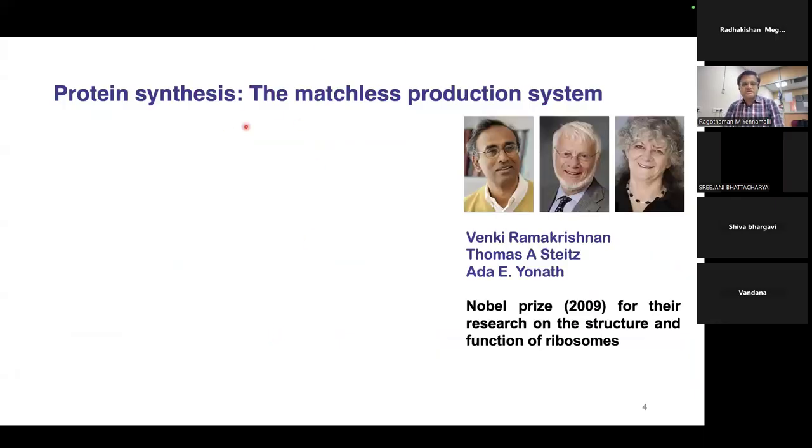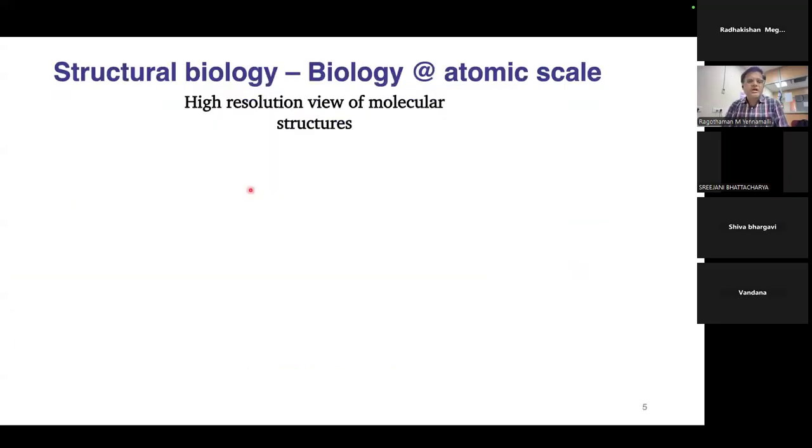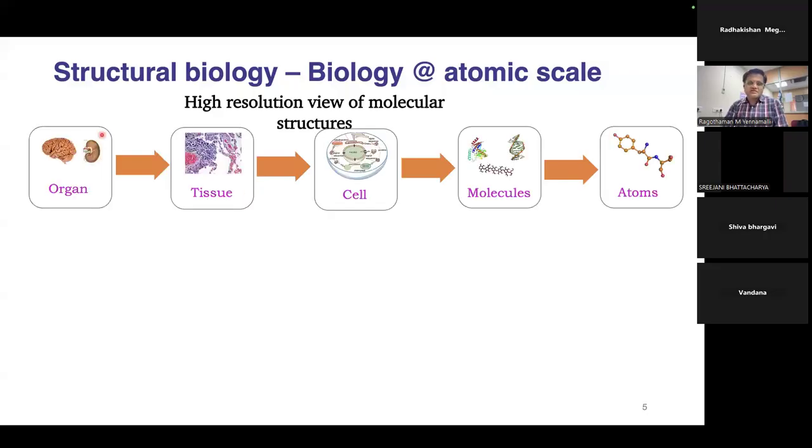Protein synthesis is done by a machine called the ribosome, and this machinery of protein synthesis is what got the Nobel Prize in 2009 for Venki Ramakrishnan, Thomas Steitz, and Ada Yonath, for the ribosome structure and deciphering the mechanism behind it. When we are looking at biology, we are looking at multiple scales: in terms of organs, tissues, cells, molecules, and atoms.